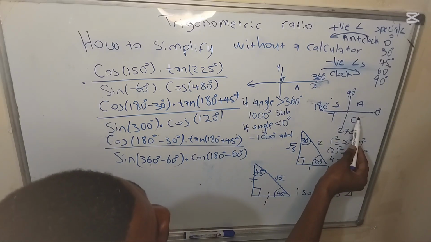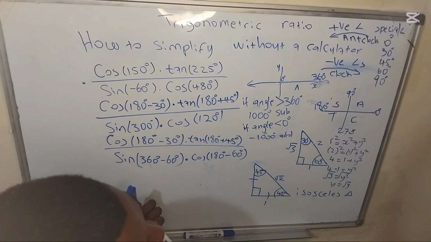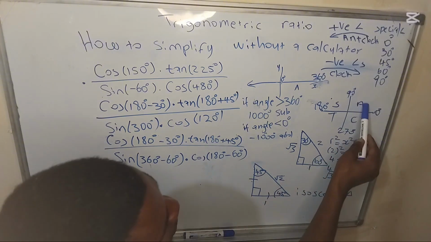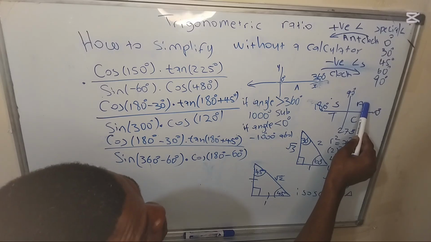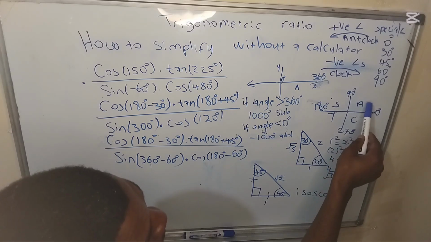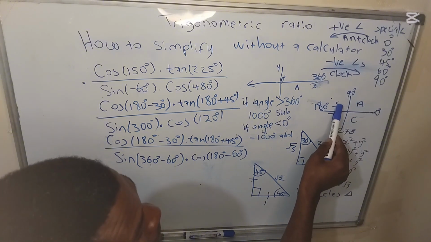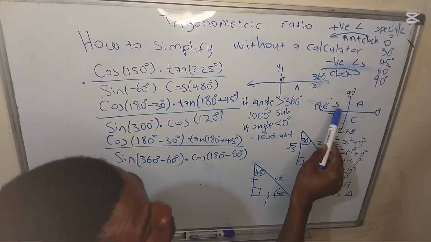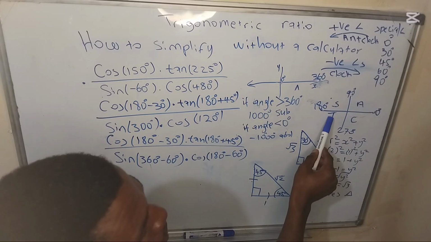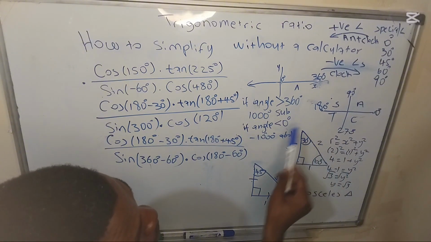This C represents cos, meaning that only cos is positive in this quadrant. Then this A represents all ratios. It means all ratios are positive. All trig ratios are positive in this quadrant, which is the first quadrant, right? Then this S means sine. Only sine is positive in this quadrant. All other ratios are negative in this quadrant. This T means tan. Only tan is positive in this quadrant. All other ratios are negative in this quadrant.